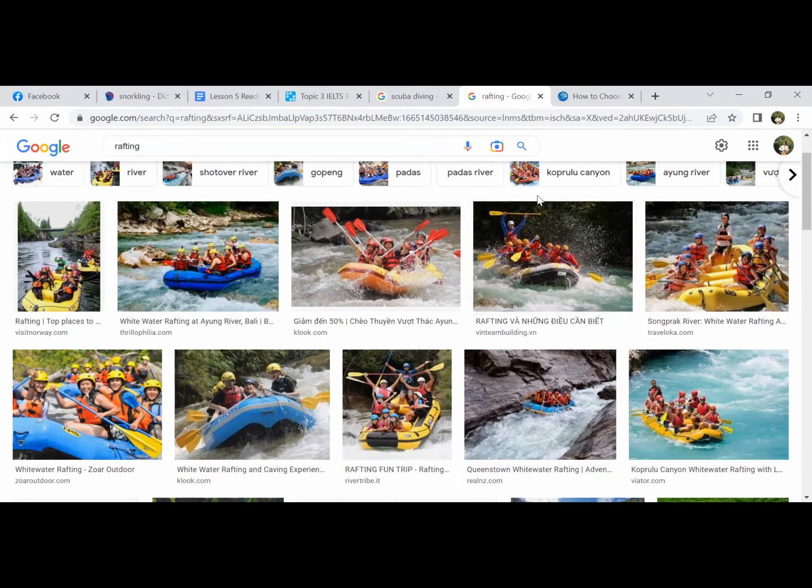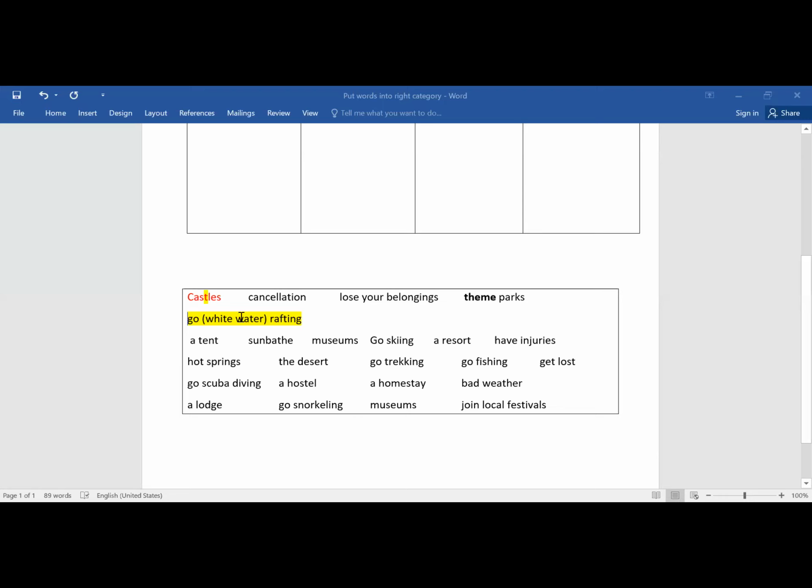Okay, so let's go back to our table. We have whitewater rafting. I am a very sporty person, but I don't like rafting. It's too much for me. Yeah, but at least we need to know what it is. Pooh, yes, keep going. The next is sunbathe. Okay.